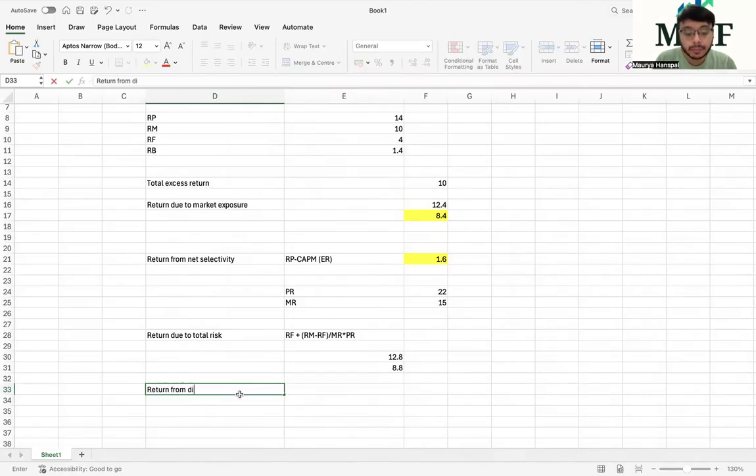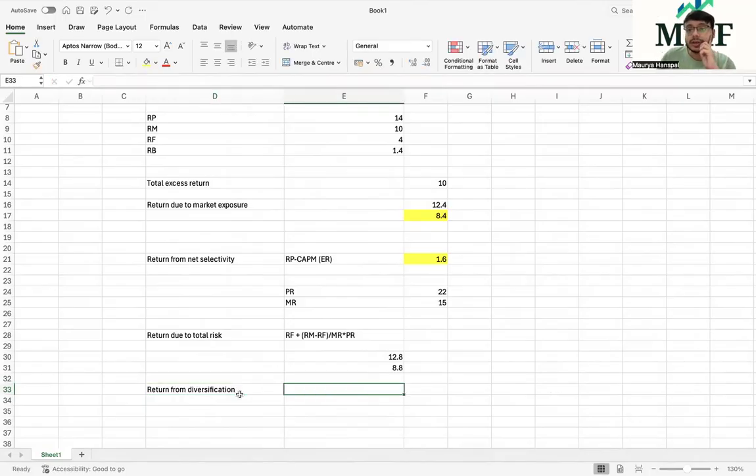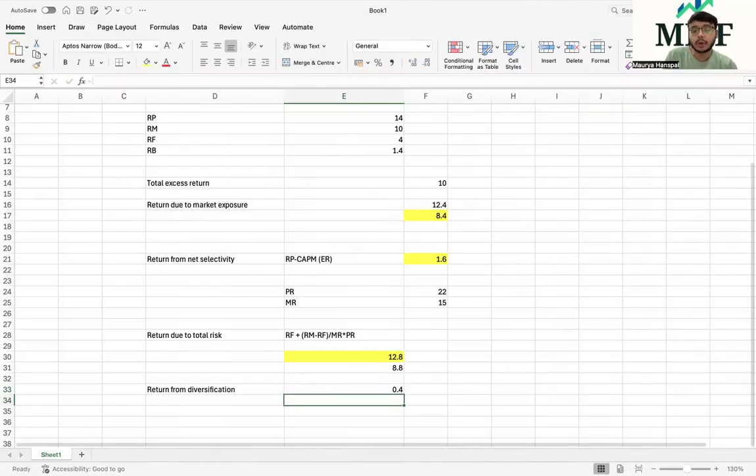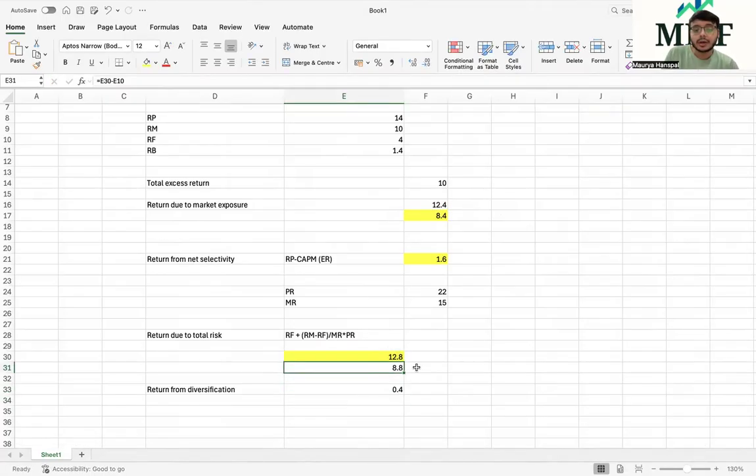The return from diversification का फॉर्मूला लिख लो. The return from diversification. The return due to total risk. The return due to total risk कितना था? 12.8 minus your CAPM return 12.4. ठीक है, देखो ये आपका रिस्क फ्री रेट का कंपोनेंट हटा के आपको बता रहा है नंबर 8.8. इसको आप निकालो चाहे ना निकालो, it is fine, अभी के लिए मैं रिमूव कर देता हूँ.